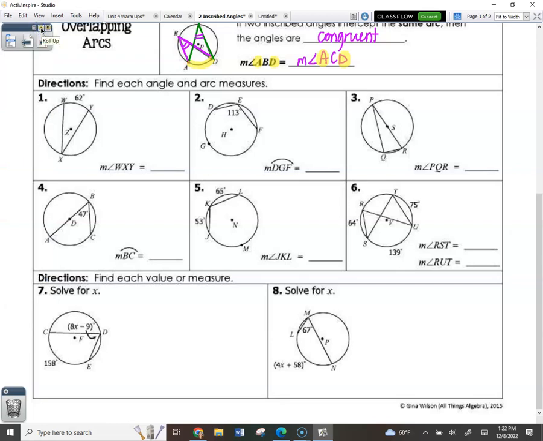Number one, remember what I said. Go to what you know, and it also helps if you start putting question marks where you're trying to find something, so you keep in the back of your mind where the goal is. So this says that arc WY is 62, right? And then it asks me to find what? It says to find angle WXY. So it's talking about right here. I'll put a question mark.